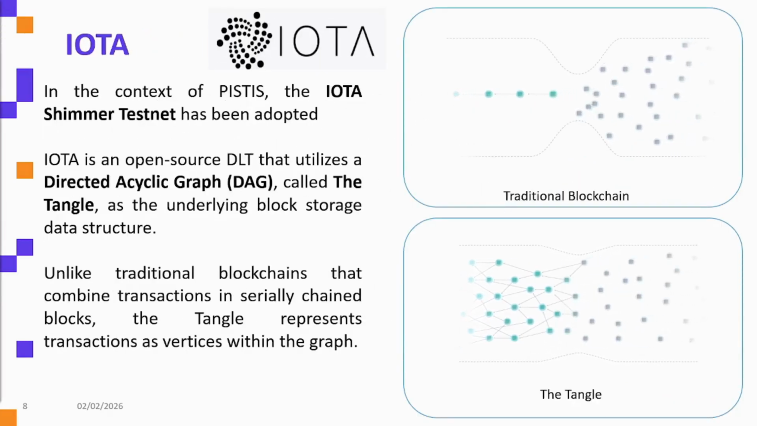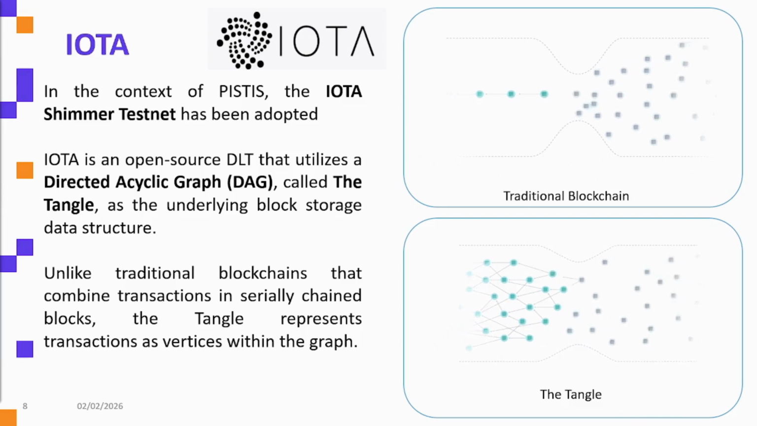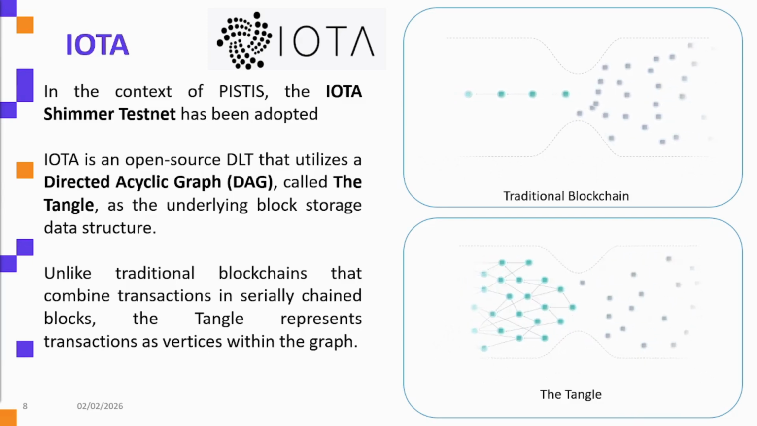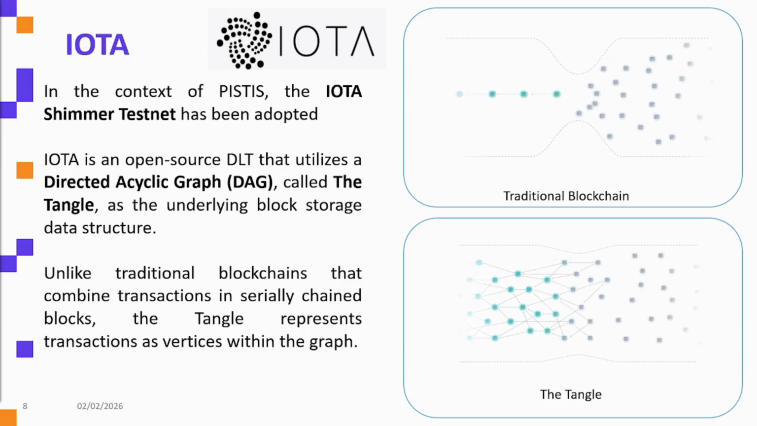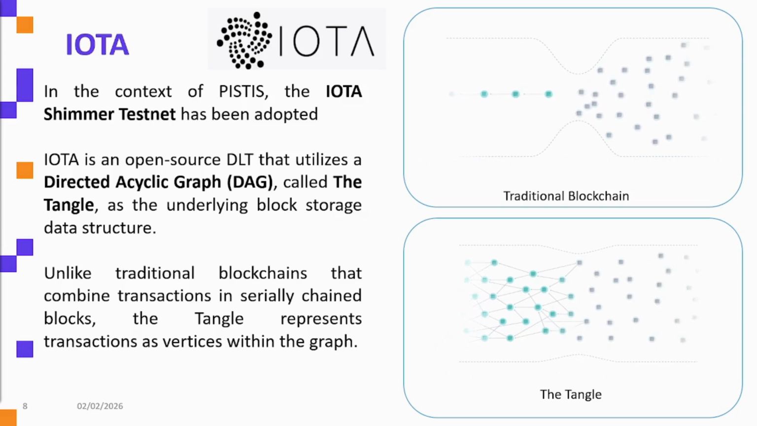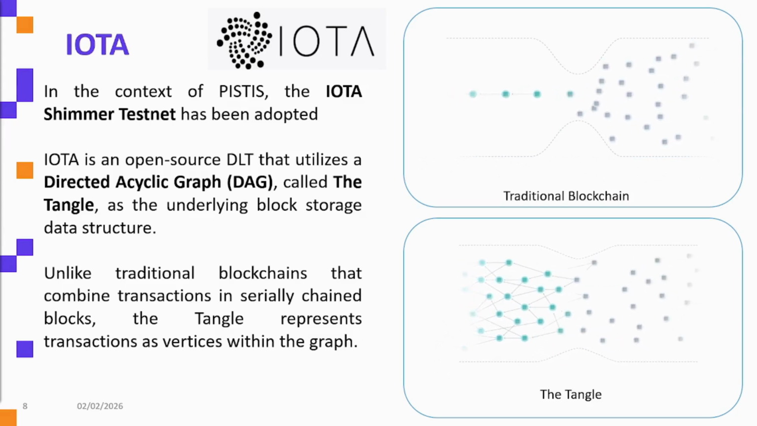PISTIS doesn't just use any distributed ledger technology. It specifically leverages IOTA, an innovative and efficient DLT protocol. To understand why PISTIS chose IOTA, we need to explore its unique architecture and advantages. In the context of PISTIS, the IOTA Streamer testnet has been adopted as a scalable, fee-less solution.